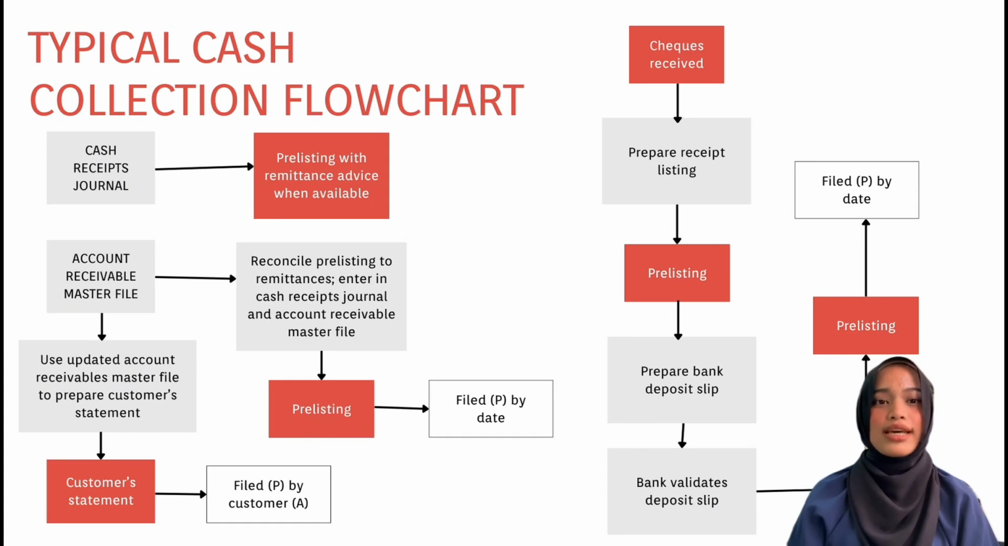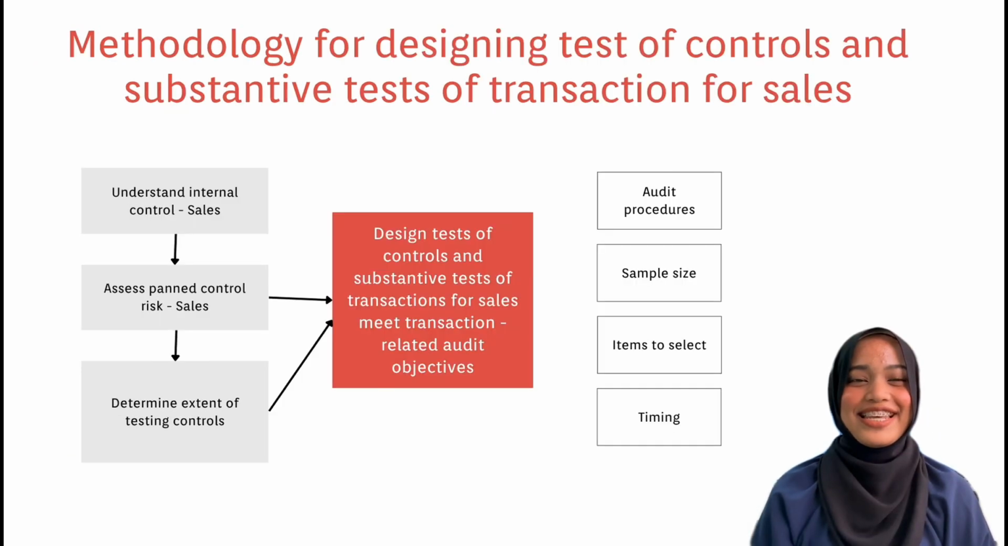Third, updating customer accounts. Using the updated accounts receivable master file, customer statements are prepared to reflect the received payments. This ensures all cash receipts are properly documented and recorded, reducing the risk of errors or fraud. By following this flowchart, companies can maintain a strong cash collection process, ensuring that all received funds are accurately recorded and accounted for.